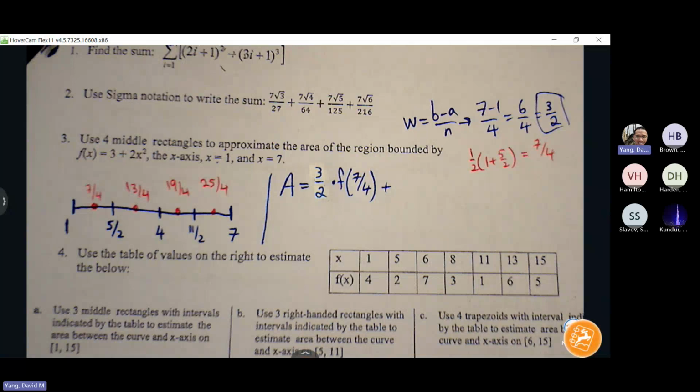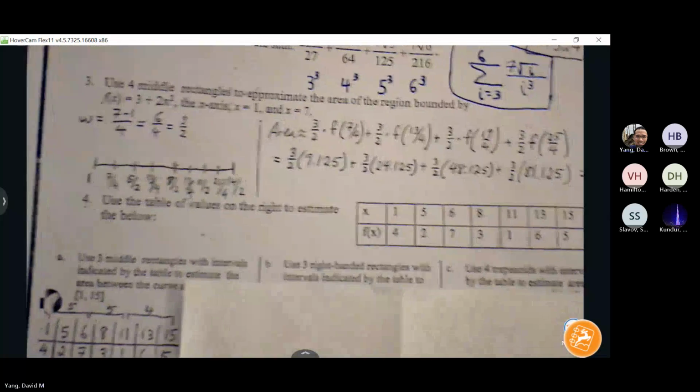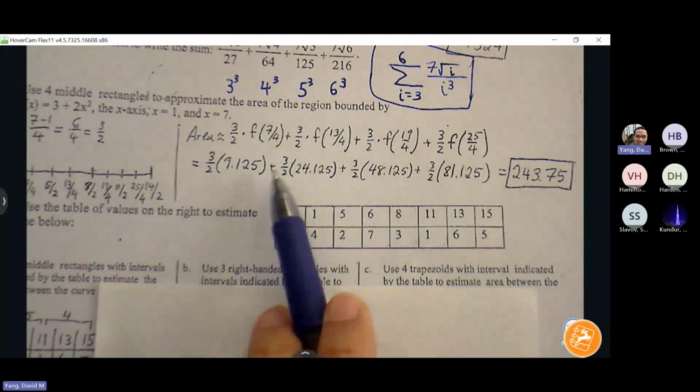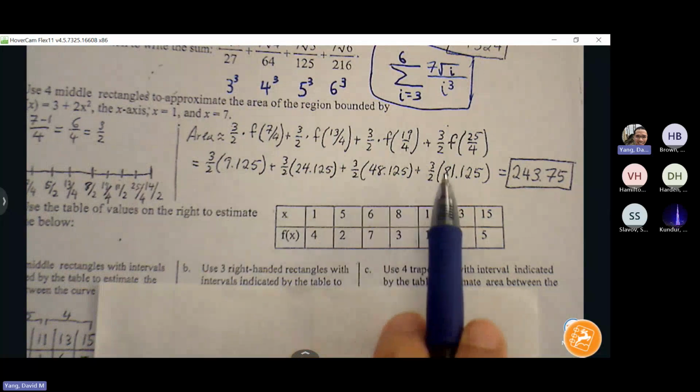If you can get to this point, then the rest may be a little tedious, but it's not hard. You're just inserting these fractional values in for the x of the function, getting the result, taking that height value, multiplying it by the width, and you just go down the line. You just go width times height, 4 times.